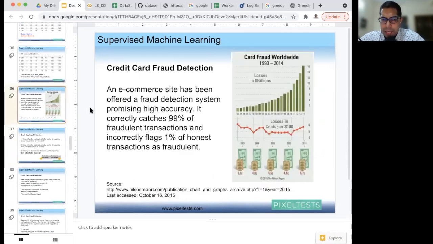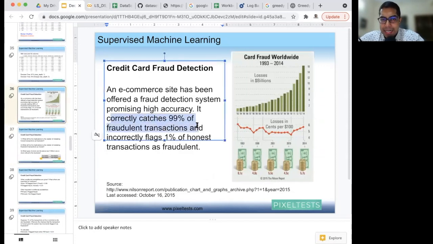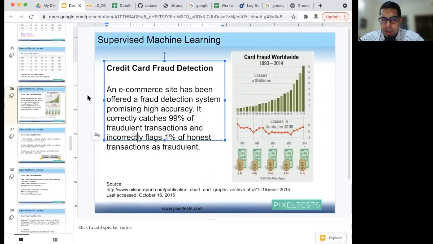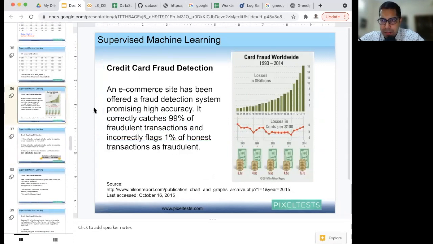Here you have credit card fraud detection, right? An e-commerce site has been offered a fraud detection system promising high accuracy. It correctly catches 99% of the fraudulent transactions and incorrectly flags 1% of the honest transactions, right? So just remember this. I want all of you to take a snapshot of this, guys. Can you please take a snapshot? If you have finished the snapshot, type CC in chat.